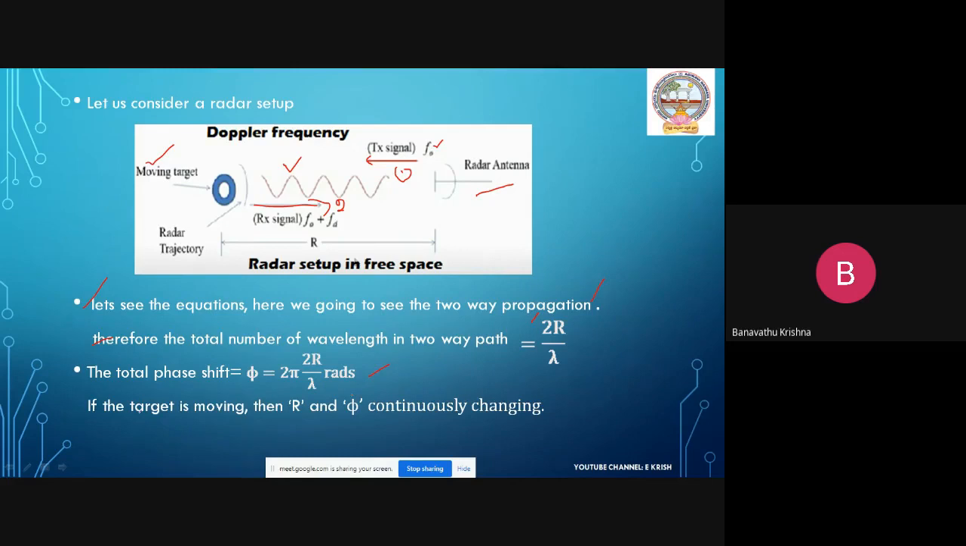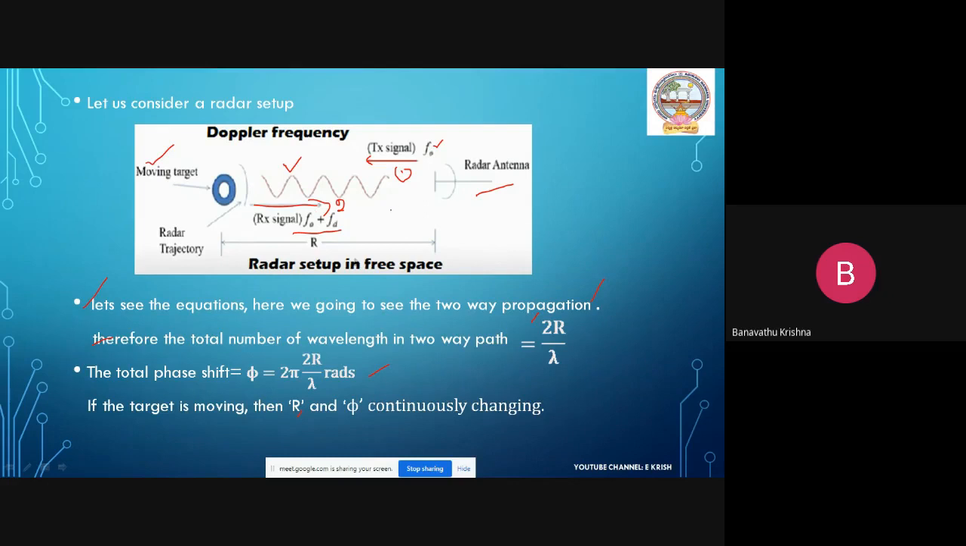Okay, if the target is moving, then R and phi continuously change. Why? Because R is the distance between the radar station and the moving target. If the target is moving towards the radar station, the range is decreasing. Suppose the target is moving away from the radar, the range is increasing. If the moving target is moving towards the receiver station, the frequency will change. So this is the reflected frequency, f0 plus fd.